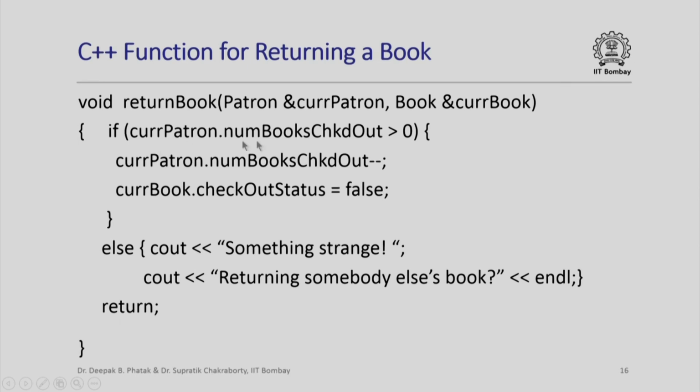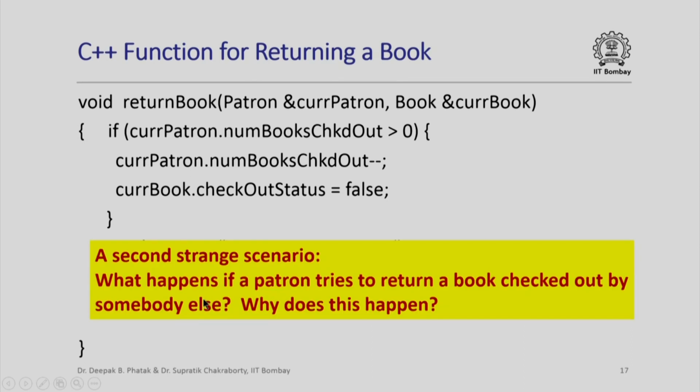Otherwise, if the number of books checked out for current patron is already 0, and if she is trying to return one more book, then something fishy is happening. So we will just print out this message saying, are you trying to return somebody else's book? Well, that looks simple, but once again a strange scenario can arise here.